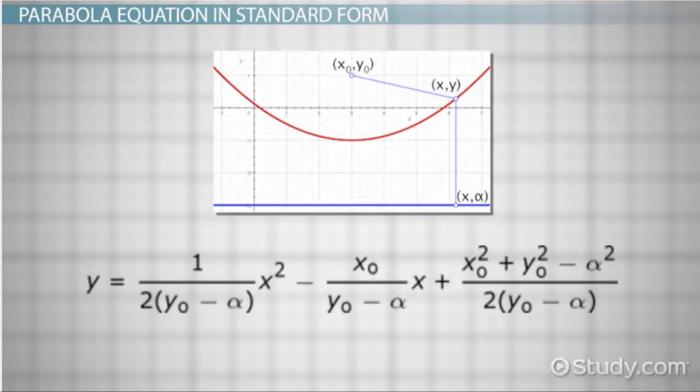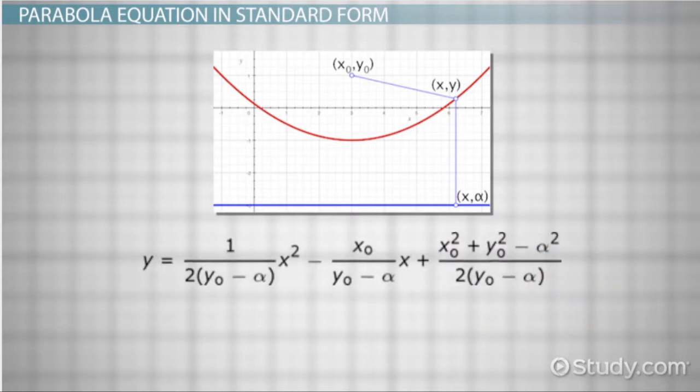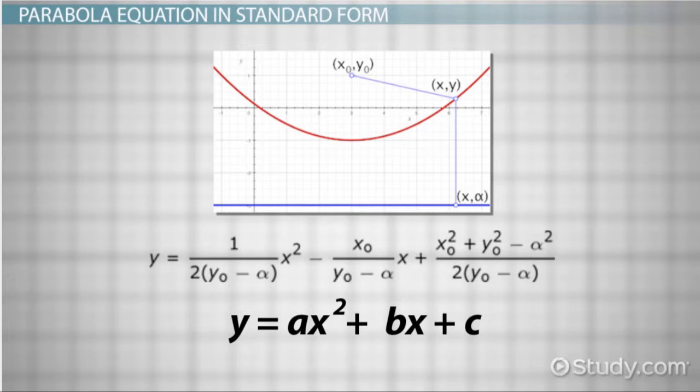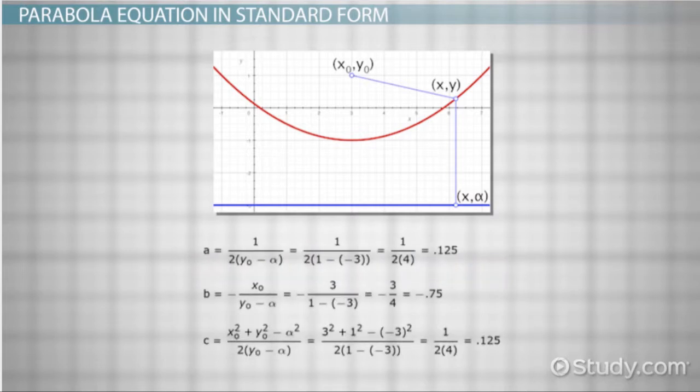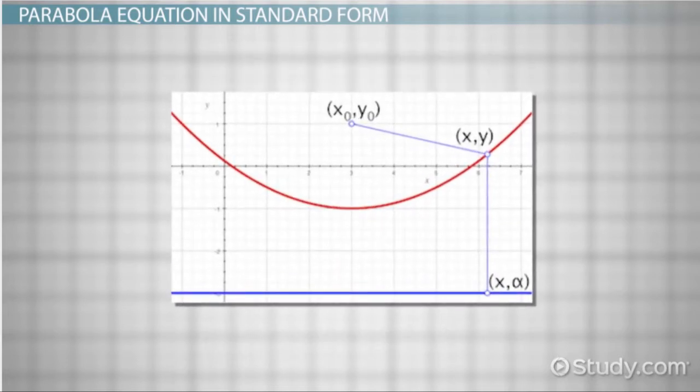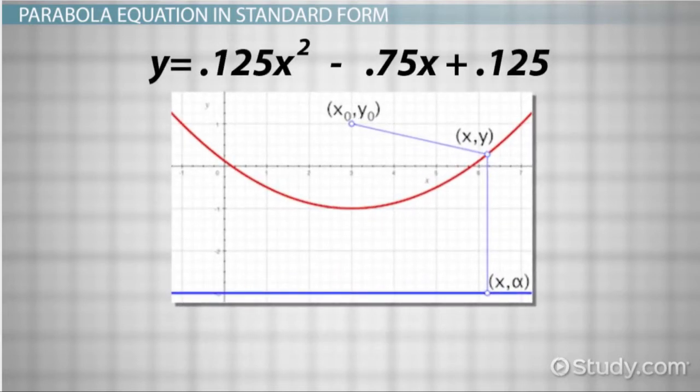Then square both sides, expand, and isolate the y on the left-hand side of the equation. The right-hand side depends on x sub 0, y sub 0, and alpha. This equation has the same form as y equals ax squared plus bx plus c. This is the standard form equation for the parabola. Do you see how to find a, b, and c? The example parabola in standard form is y equals 0.125x squared minus 0.75x plus 0.125.